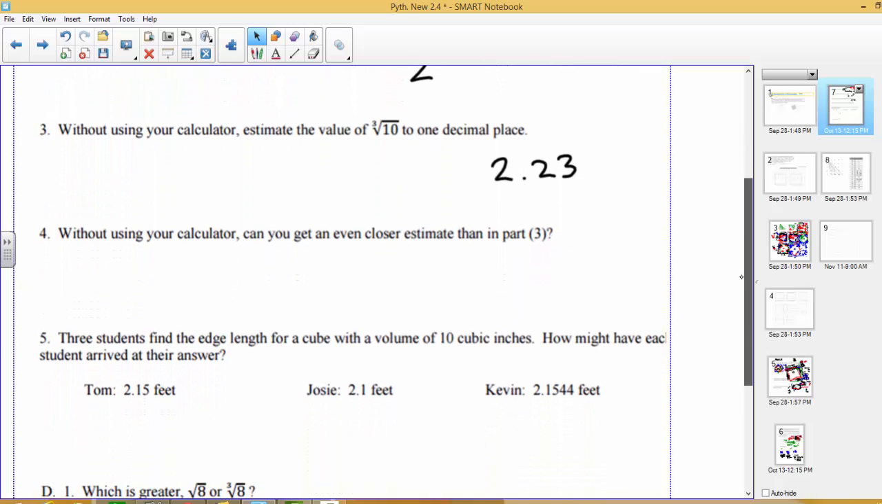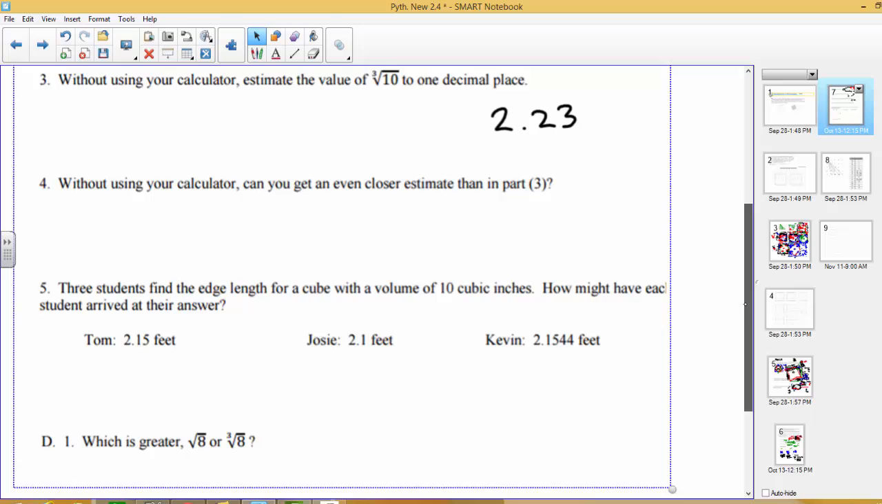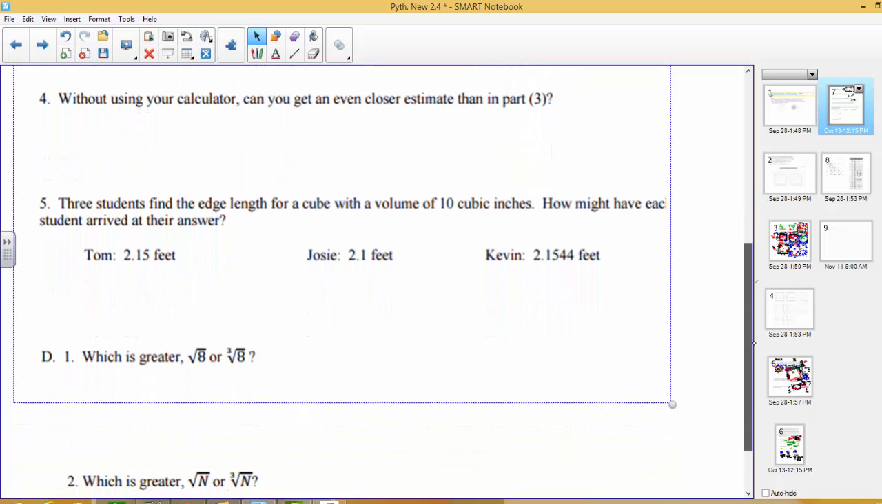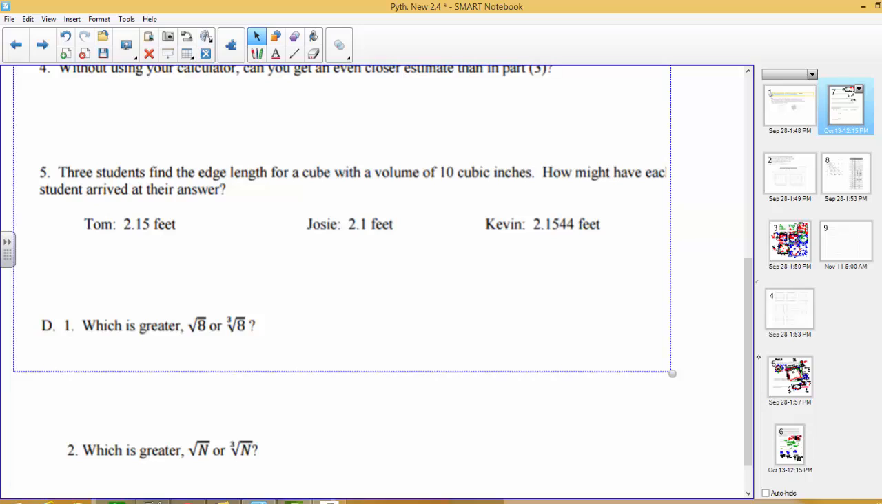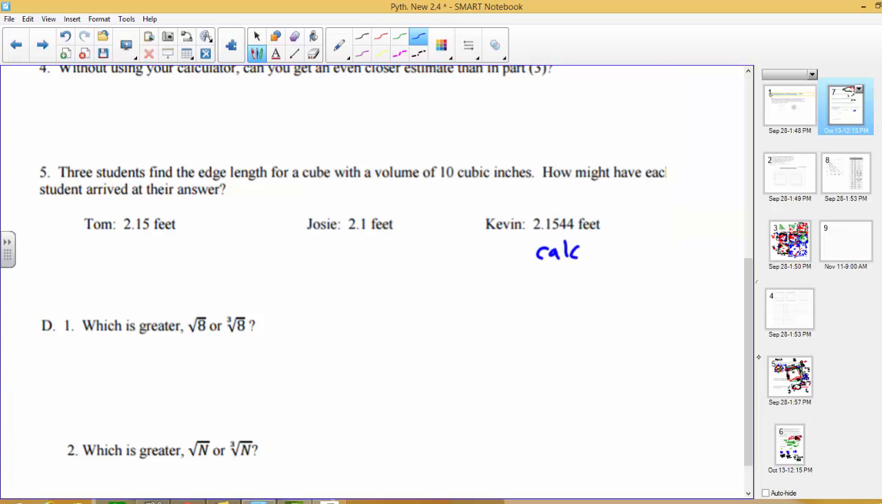You could draw a square on centimeter grid paper and measure it with a ruler, you could guesstimate, and you could use a calculator. So probably this person used a calculator. This person probably used a ruler on dot paper. And the other person might have just guessed using what they know about square roots. Educated guess. With a cube root. I think I just said square root rules.